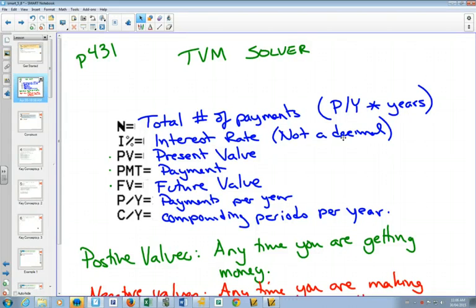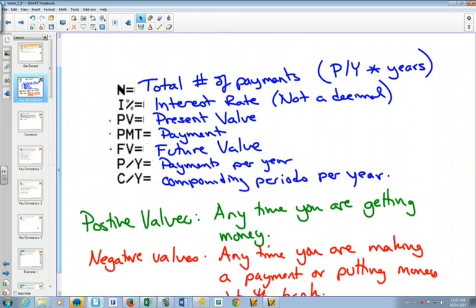All right, so here we have everything and what it stands for, and we already talked about that we put in positive values anytime you're getting money or anytime you're taking money out of a bank. So usually your future value, when you figure something out, if you're making an investment, that's what you find out: what your bank account is worth, and if you took that out, that's how much money you would have. But if you're making an investment, you're putting money into the bank, those are going to be negative values.